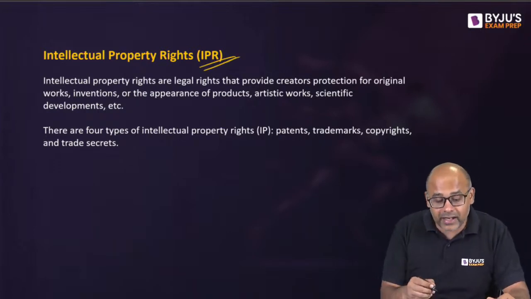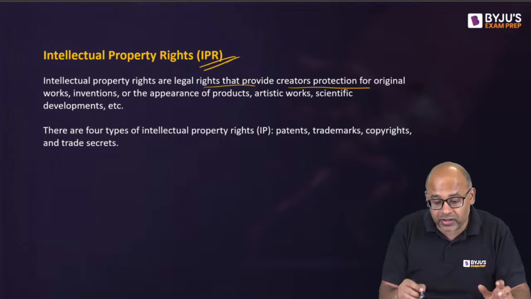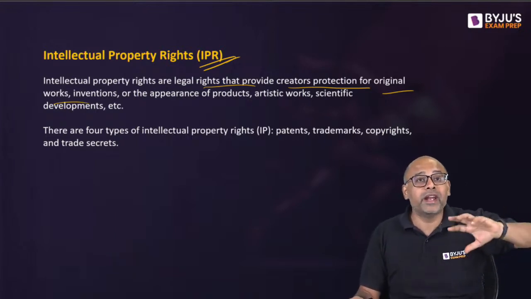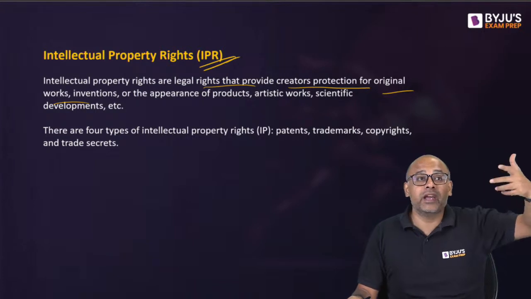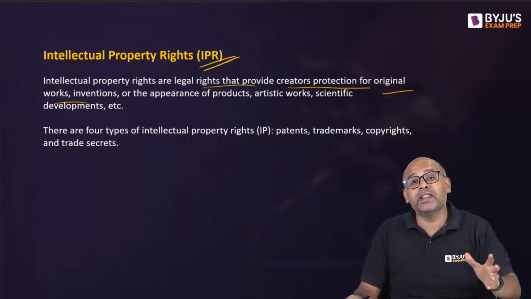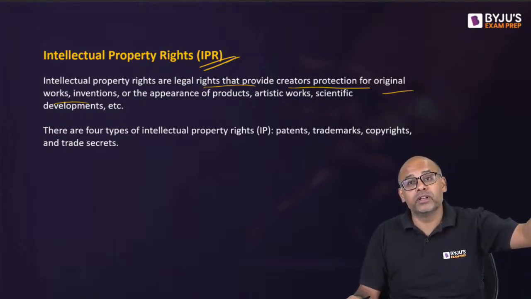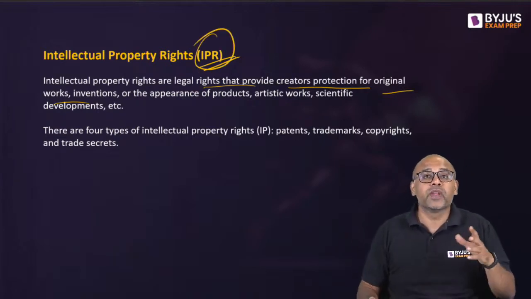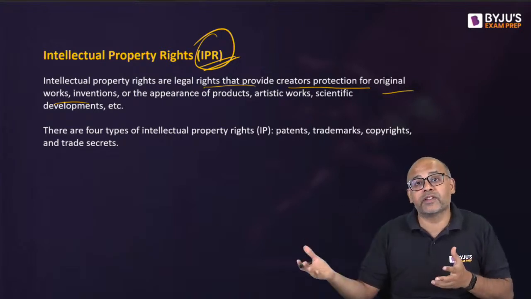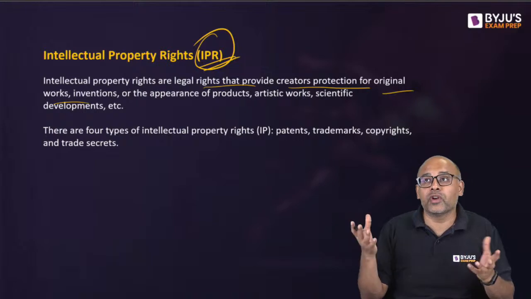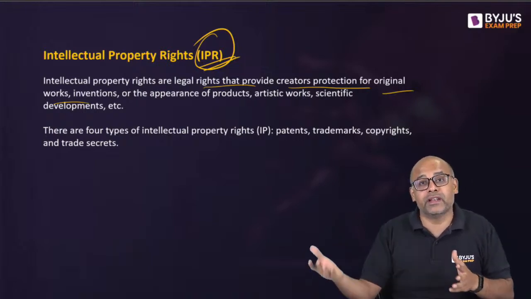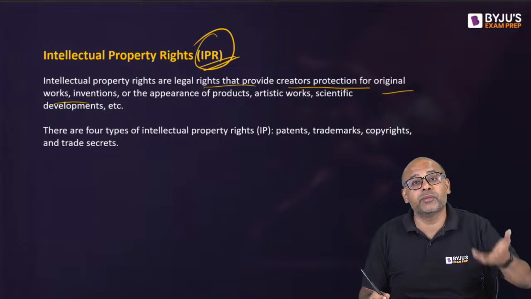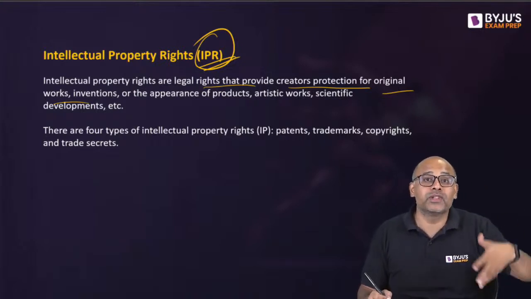IPR is intellectual property rights. These are legal rights that provide creators protection for original work, invention, or the appearance of products. So you can't rip off somebody else's hard work. They made an invention or a movie or a book they've written. Anything which stops me from straight away copying and using it is called intellectual property rights. There are different types. For example, intellectual property rights in terms of manufacturing will be called a patent. Intellectual property rights in terms of artwork is called a copyright. If I have a script for a movie, it is going to be copyrighted. If I have a book, a novel, that's going to be copyrighted. What is the meaning of copyright? No other person can steal the same idea or use the same idea.